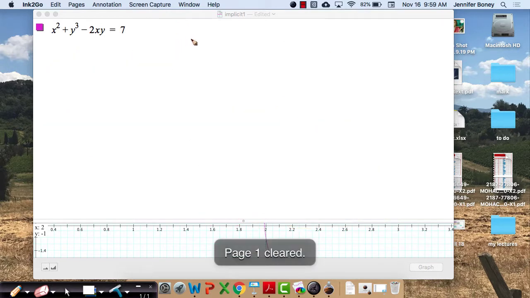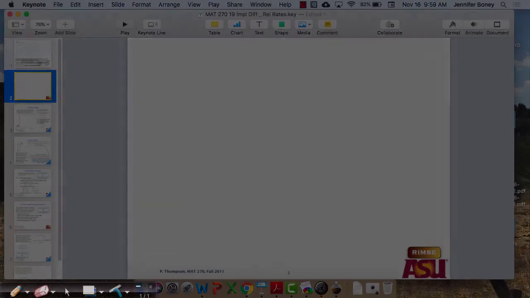But let me get back to this. Let me just show you a couple other examples. Here, I'll just use this blank screen here. A couple other examples of implicitly defined relationships, or things that we've even seen before, where you obviously could solve for y, but it comes out the same.